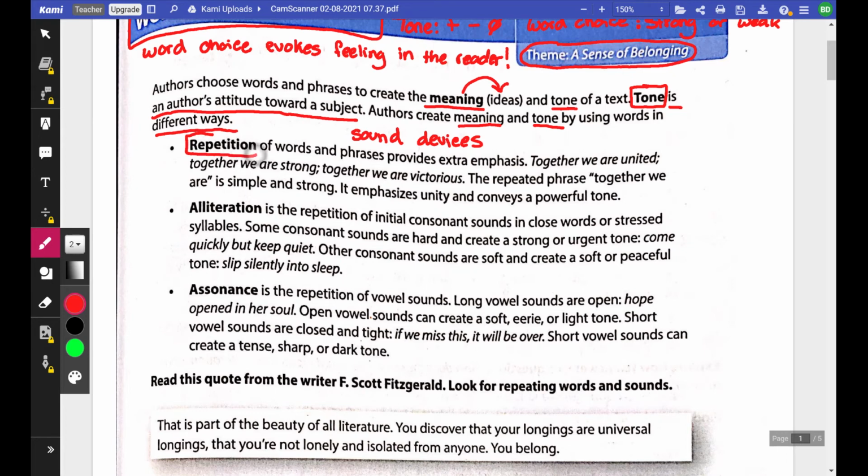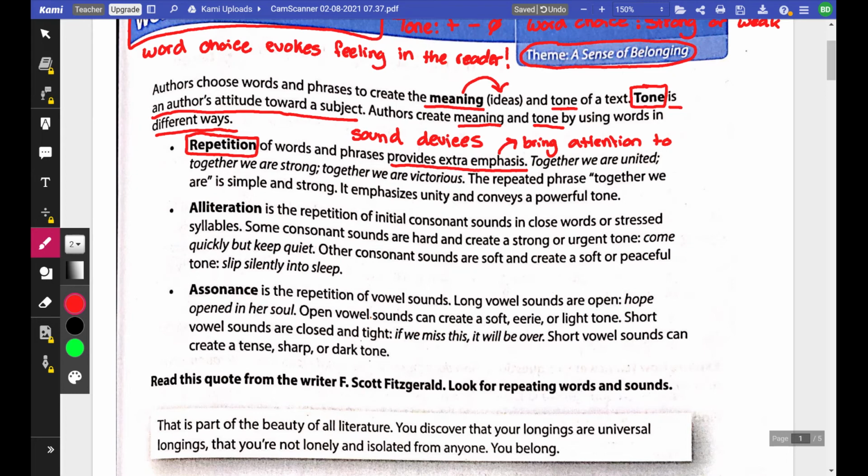All right, so the first thing we're going to look at is repetition. So, repetition. We know repetition means something's going to be repeated. So, let's look at what it says. It says the repetition of words and phrases provides extra emphasis. So if something is providing emphasis, we know that it's getting attention brought to it. And we have an example of words and phrases being repeated. So let's look at this example it gives us. It says, together we are united, together we are strong, together we are victorious.